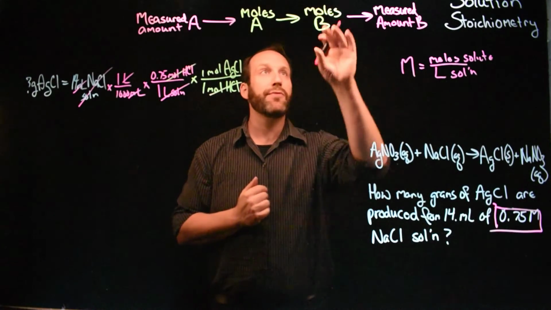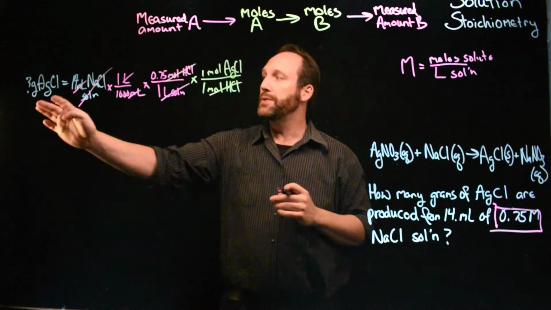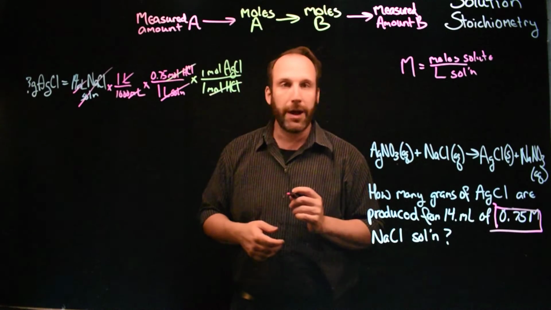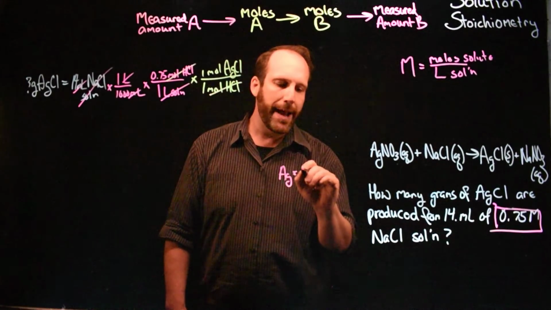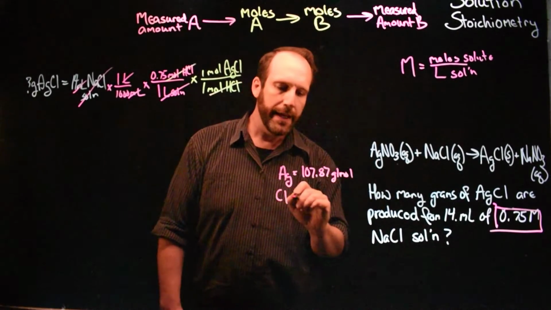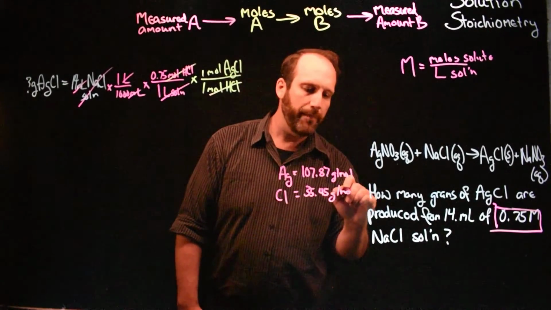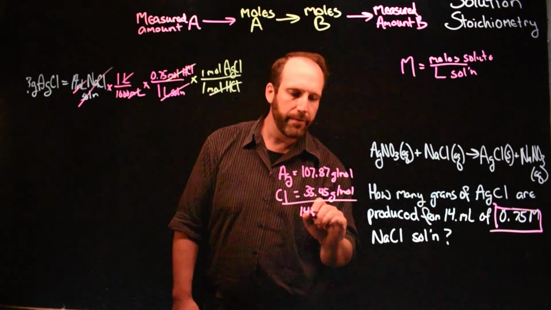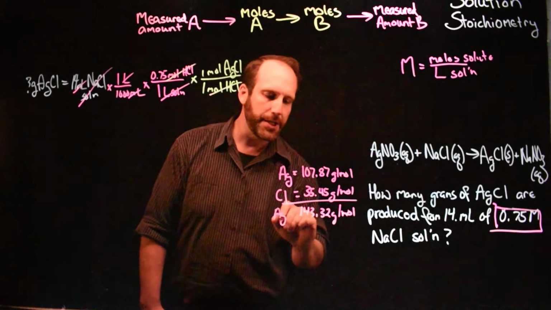Right? So our final step is to go from moles of B into our measured amount of B. We're looking for grams, so if we want to go from moles to grams, we're going to need molar mass. Okay, so we need molar mass of AgCl. Well, if we look on our periodic table, Ag has a molar mass of 107.87 grams per mole. Cl has a molar mass of 35.45 grams per mole. Okay, so this is 143.32 grams per mole. Okay, that's our molar mass of AgCl.